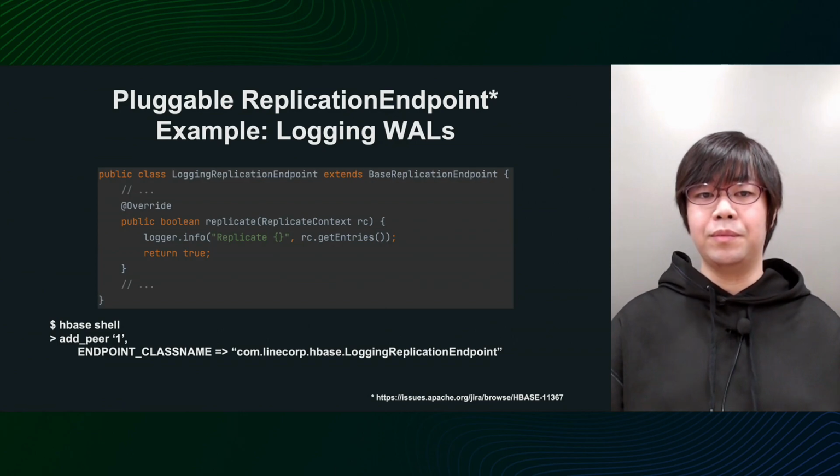The return value of the replicate method is true if the replication process succeeds. In order to use this replication endpoint, the class of this replication endpoint must exist on the class path on the region server, and by using HBase Shell's add_peer command to specify the class name, you are able to switch the replication endpoint process.